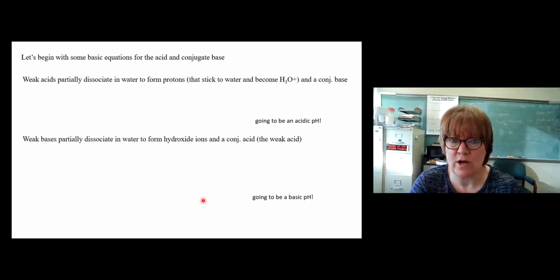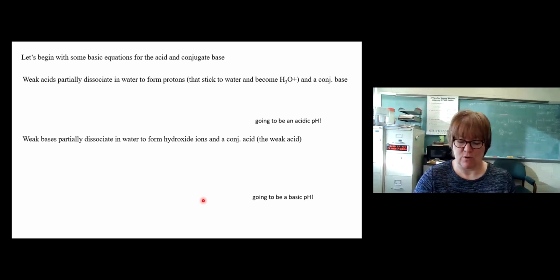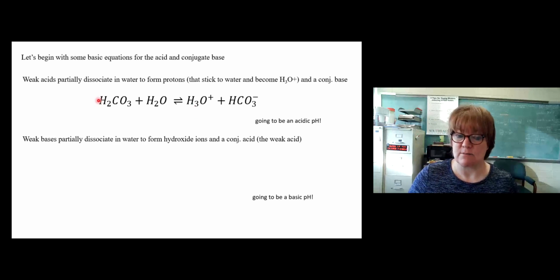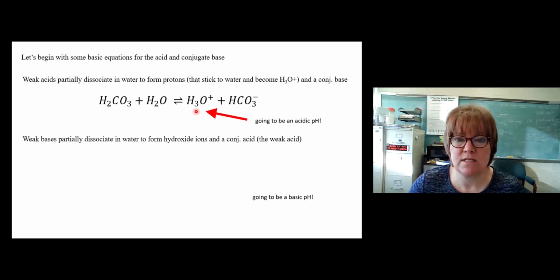Okay, let's first start off with some basic equations for the acid and the conjugate base. And remember, what is going on chemically? So weak acids partially dissociate in water. They're going to form protons, which are really going to stick to water and be hydronium ions, and then they also make a conjugate base. So in my system of carbonic acid, when I add it to water, it makes hydronium ion, and here's my conjugate base. My conjugate base is this hydrogen carbonate ion. And I have H3O+, right? So this is going to be an acidic pH. I expect it's going to be less than 7 if I just had carbonic acid.